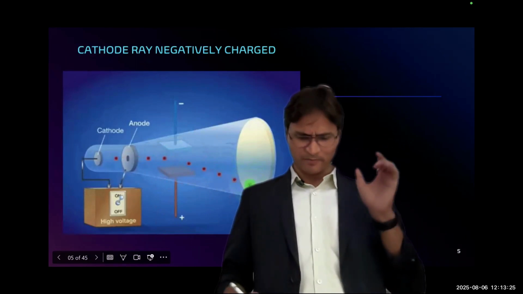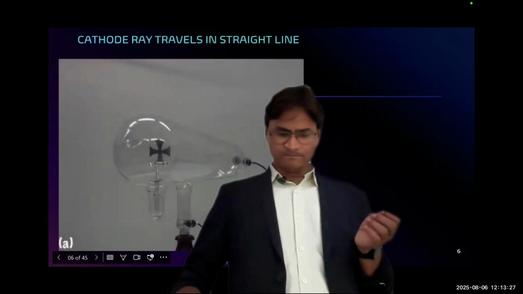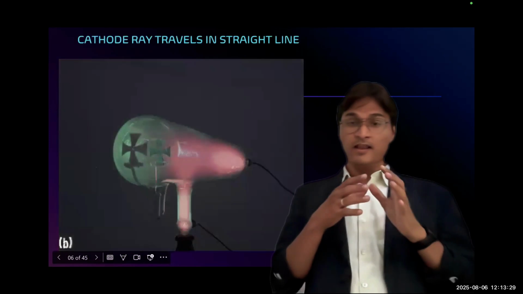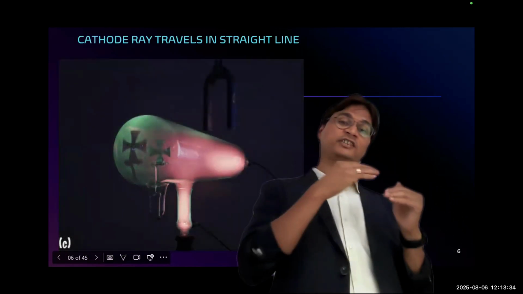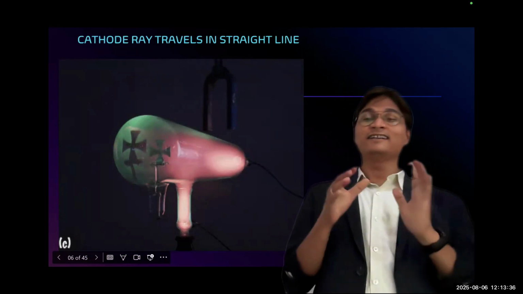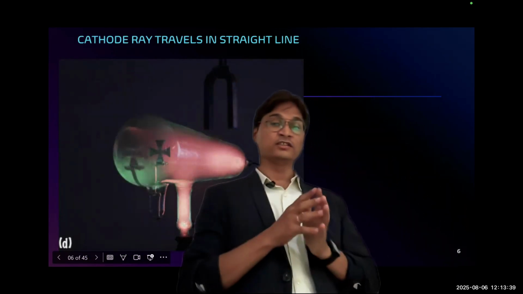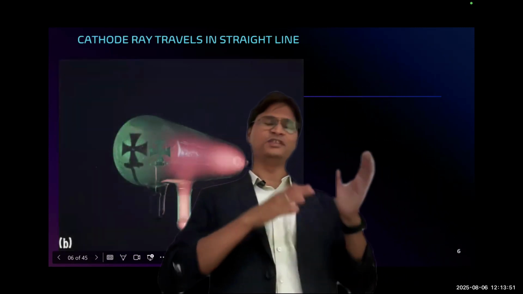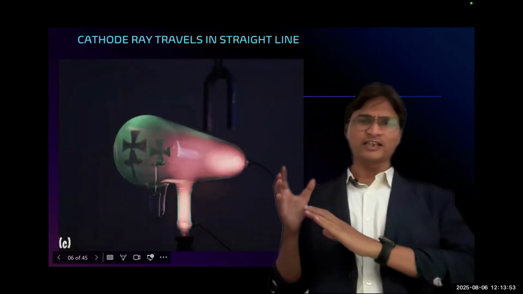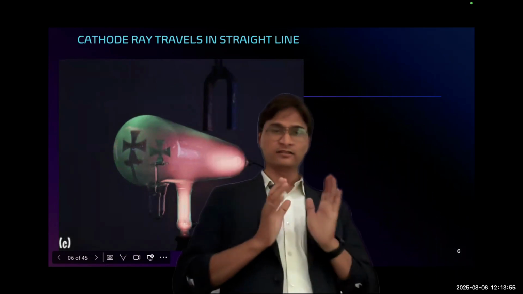Further, he also proved that the cathode ray travels in a straight line. It doesn't travel in random directions. How can you check this? We know this from real life. We see shadows every day. With the movement of the sun, we see the shadow of a static object move. That's only possible because light moves in a straight line.